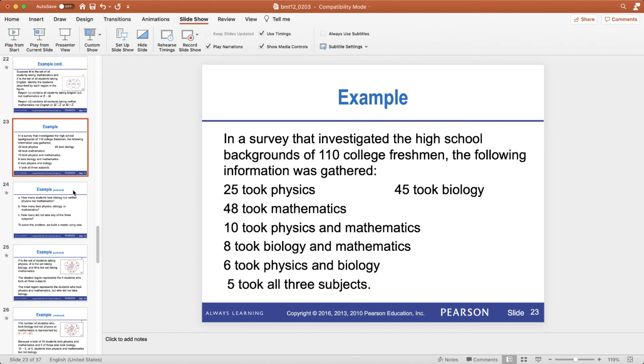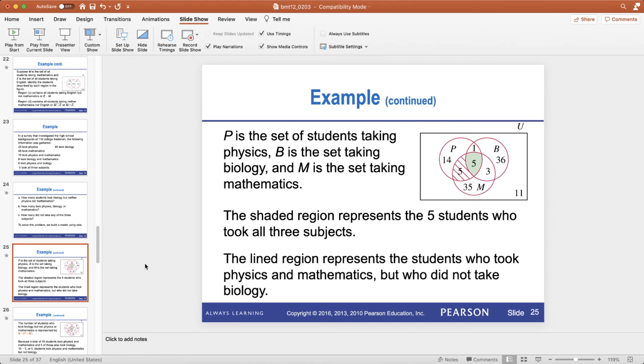So I'll let you work through this example in the PowerPoint. It says in a survey they investigated 110 college freshmen. The following information was gathered: 25 took physics, 45 took biology, 48 took math, and then you have the intersections. Physics and math is 10, biology and math is 8, physics and biology is 6, and 5 took all 3. So at the very inner part, you should see that 5 that took all 3, and you should be able to see the rest.